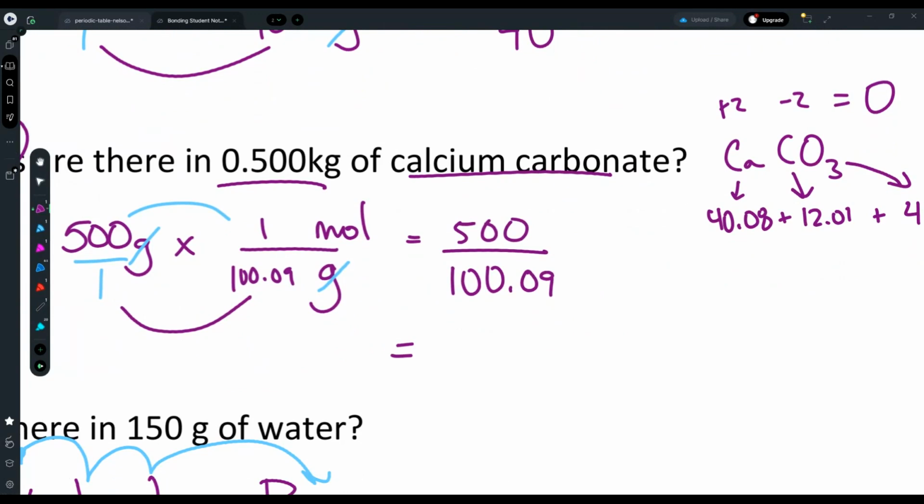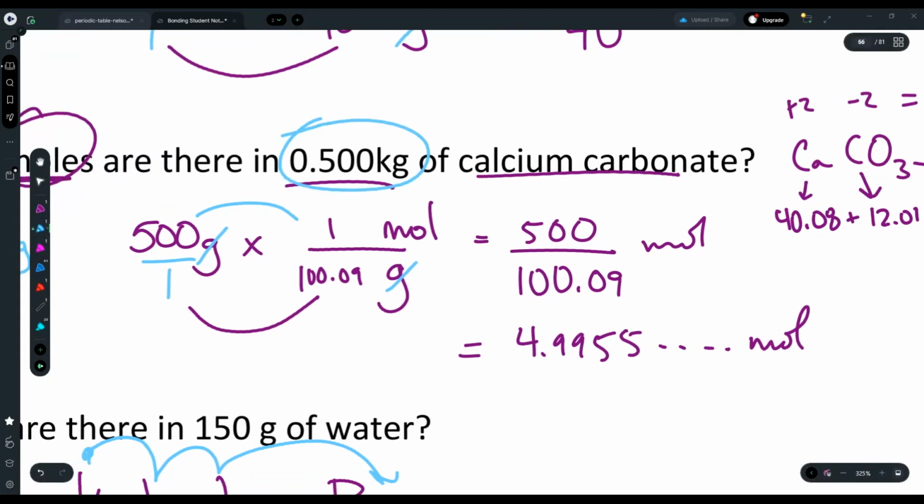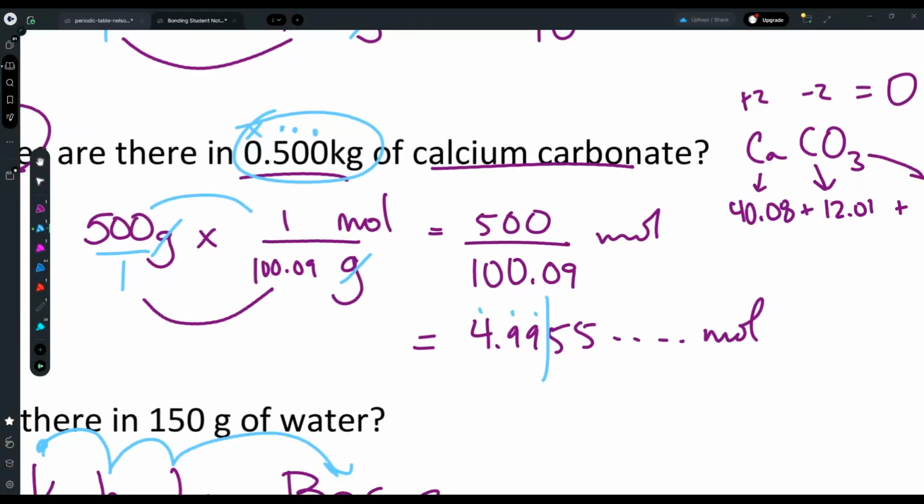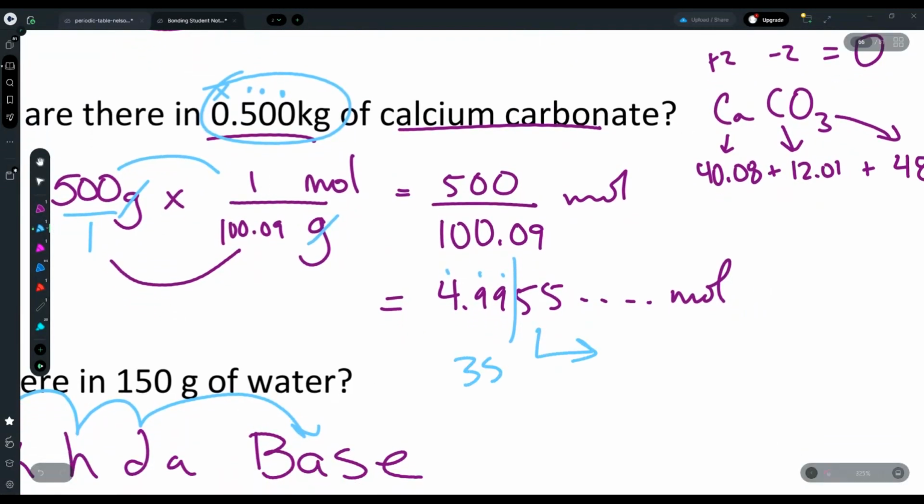Okay, 500 divided by 100.09, that's going to give us 4.9955... When I'm not writing the full number, usually what I do is I write the first 4 digits and then go dot dot dot. There are 3 sigdigs in this number: 1, 2, 3, there's my cutoff line, and this is going to round off to 5.00 moles.